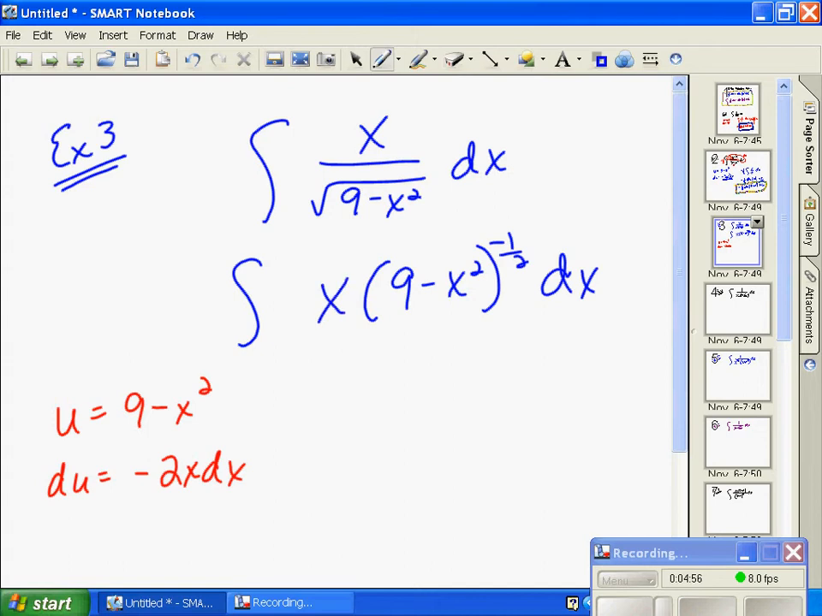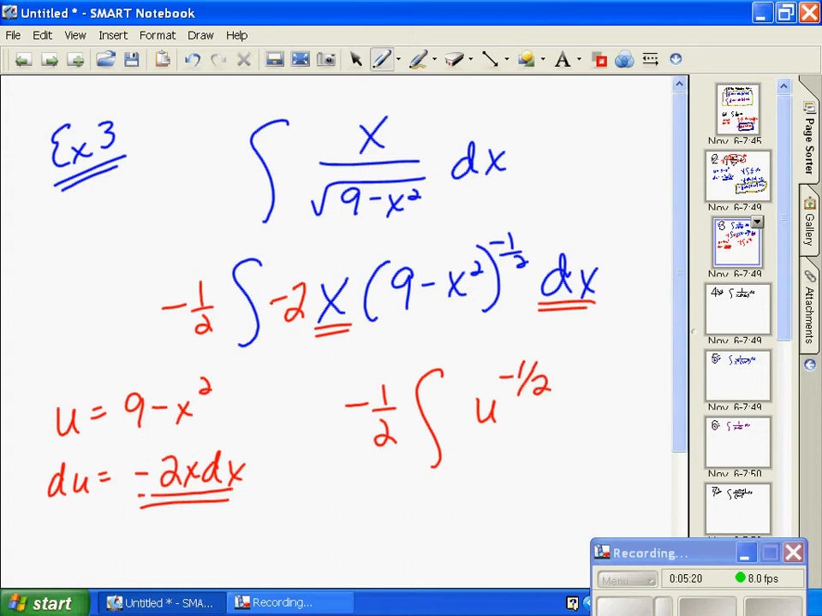Okay, so now that I've got the problem written right, I have negative 2x dx right here. I've got my x dx. I need a negative 2, so that means I need to put a negative 1/2 out front. So I have a negative 1/2 integral. Then I have my u to the negative 1/2, and then I have my du.